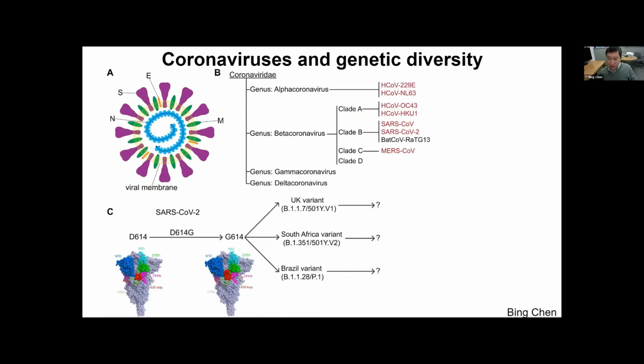But the tremendous genetic diversity of the viruses is really the big problem, and we need to be prepared and come up with innovative strategies to deal with the viral diversity for the development of vaccines and therapeutics, as well as rapid diagnostics.